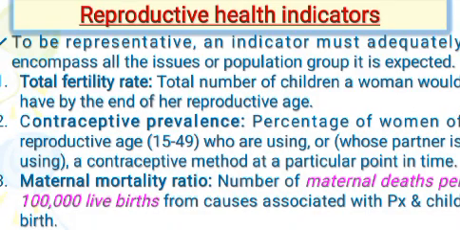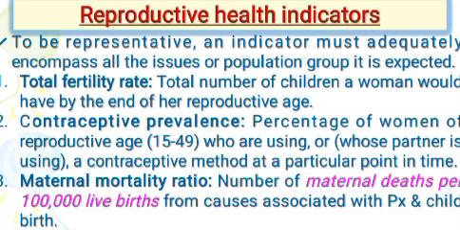Reproductive health indicators. To be representative, an indicator must adequately encompass all the issues or population groups it is expected to. 1. Total fertility rate: total number of children a woman would have by the end of her reproductive age. 2. Contraceptive prevalence: percentage of women of reproductive age, 15 up to 49 years, who are using, or whose partners are using, a contraceptive method at a particular point in time.